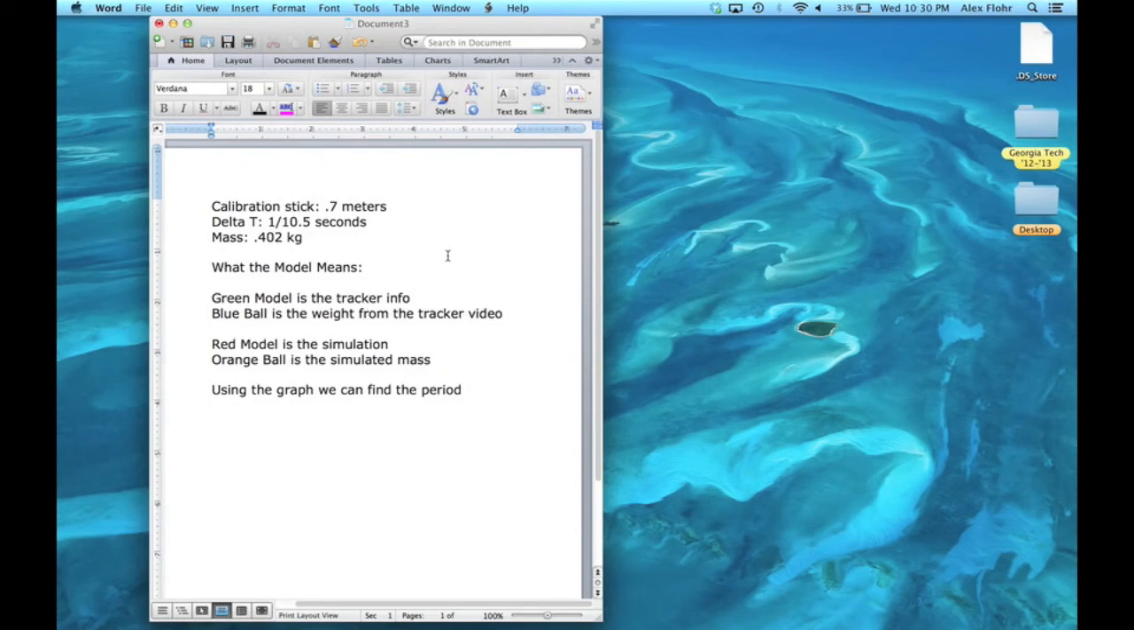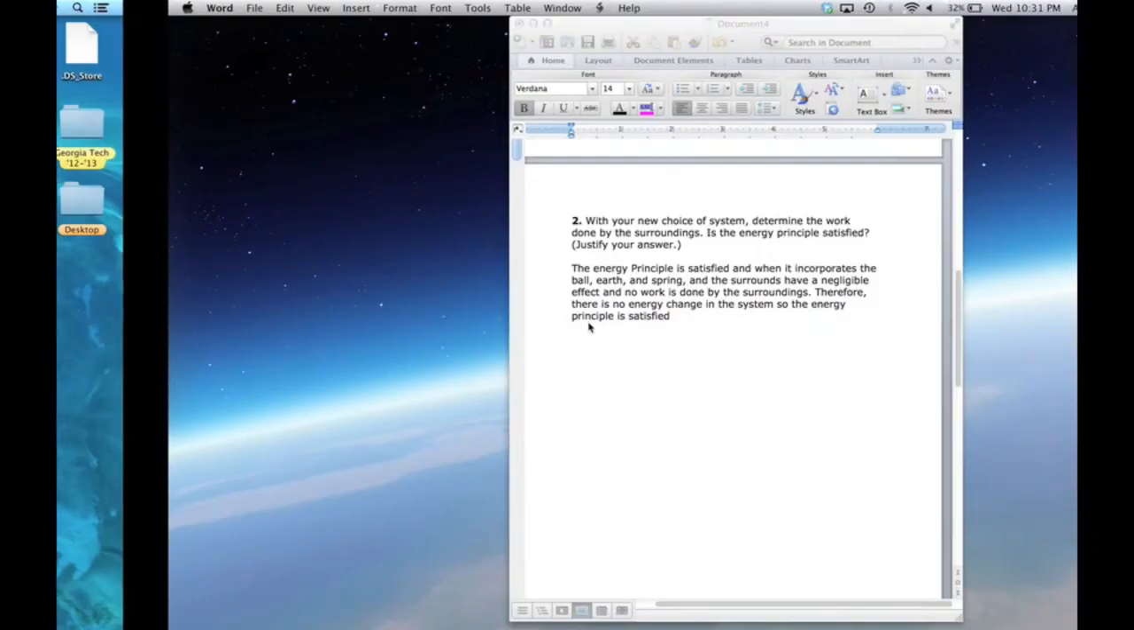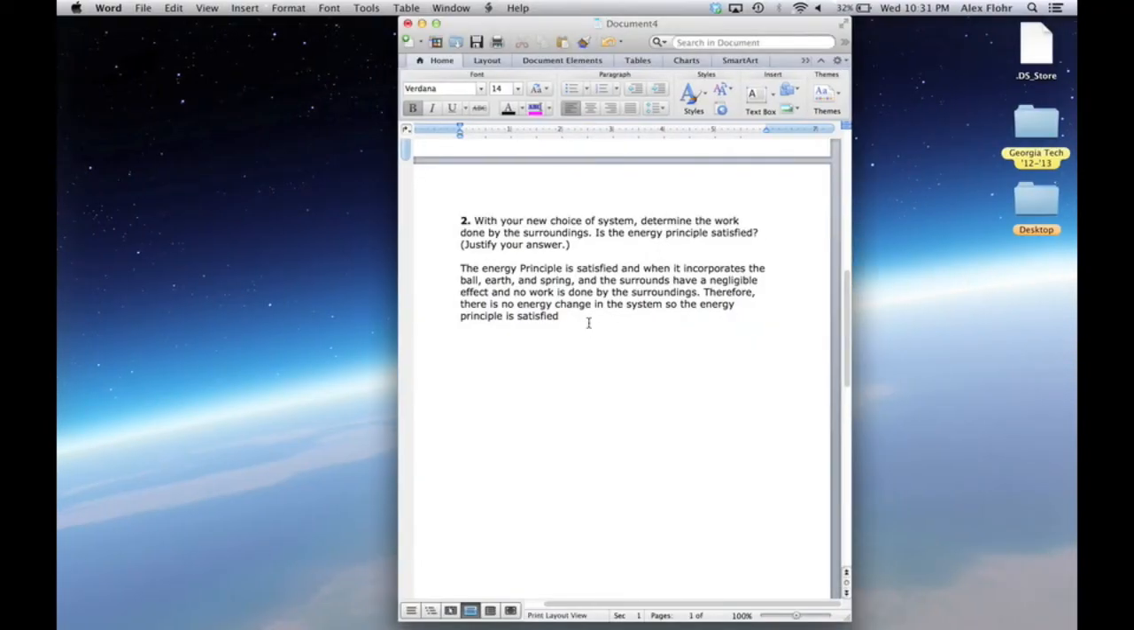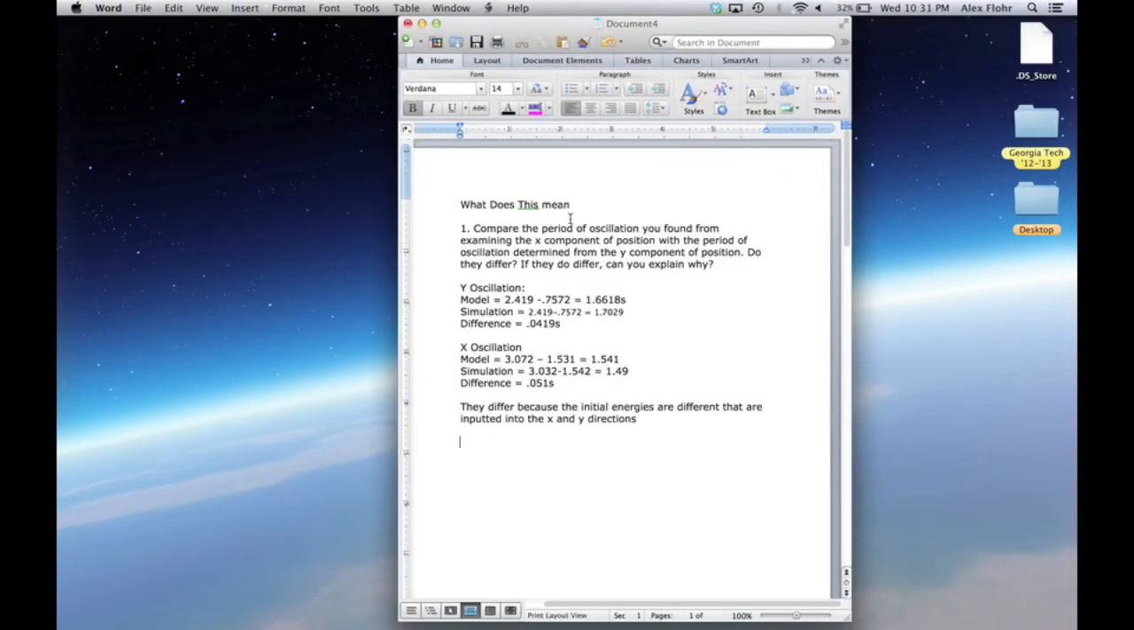So we're just going to see what the model means. And the green model is the Tracker info, and the blue ball is the weight from the Tracker video. The red model is the simulation, and the orange ball is the simulated mass. So we're going to compare these and see what information. And again, here is just the information that we had. Next, we're going to start here and compare what this means.